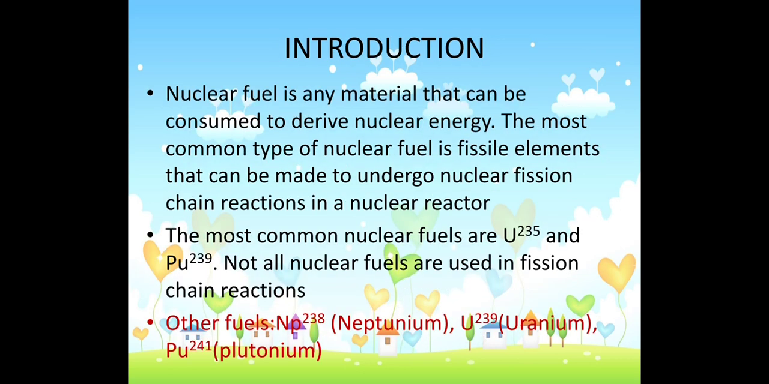Nuclear fuel is any material that can be consumed to derive nuclear energy. The most common type of nuclear fuel is a fissile element that can be made to undergo the nuclear fission chain reaction. We can use uranium as well as plutonium. Not all materials are used in the fission chain reaction, because the rate of heat formation is much higher compared to other fuel.